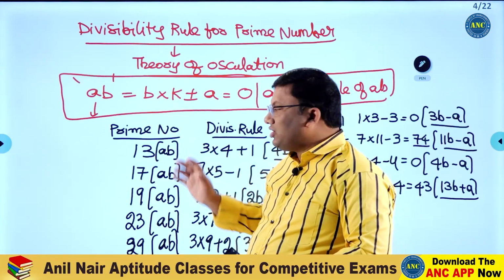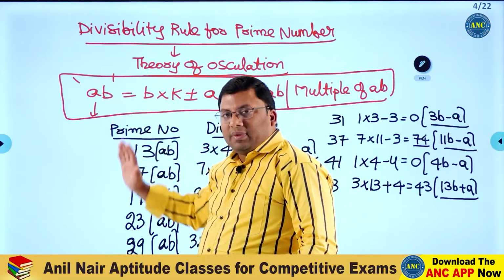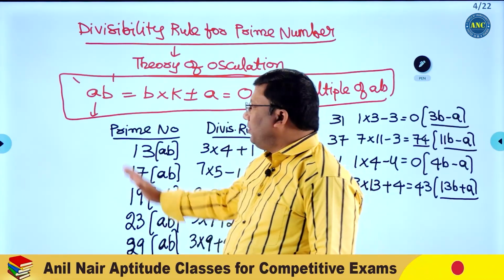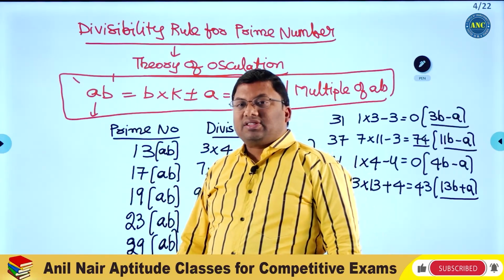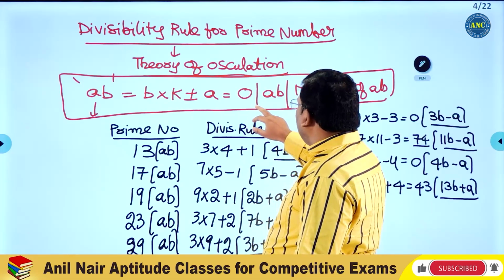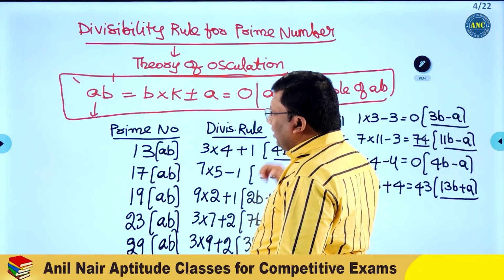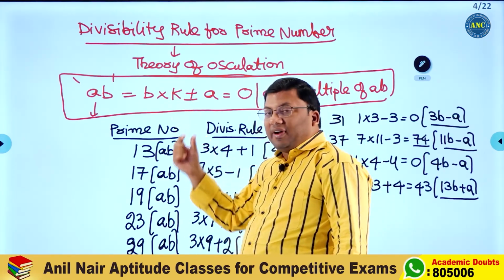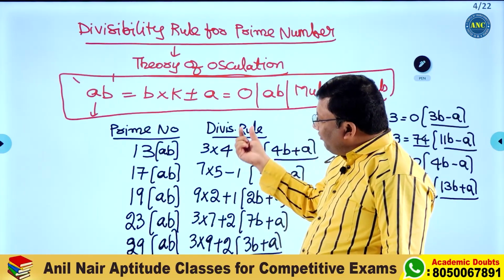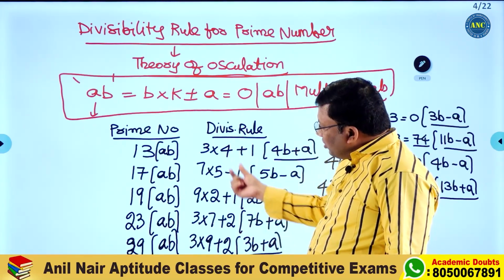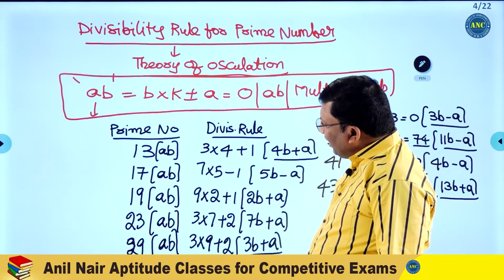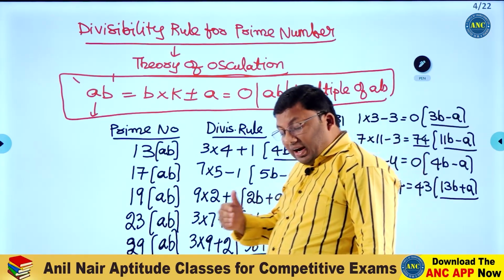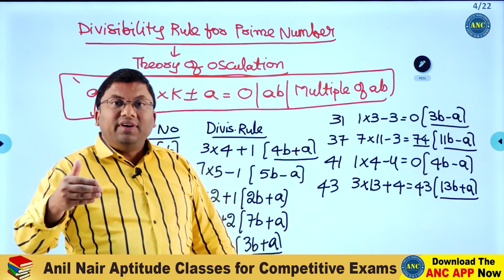The theory of oscillation states: take any number, write it as 2 variables, a and b. Take b, multiply it with k, plus or minus a, and the result should be either 0 or a multiple of the number. It's all about finding the value of k. If you can find that value of k, which will make the right-hand side satisfy, you can do it. I hope the idea is clear. Like that, you can keep deriving the divisibility rules.